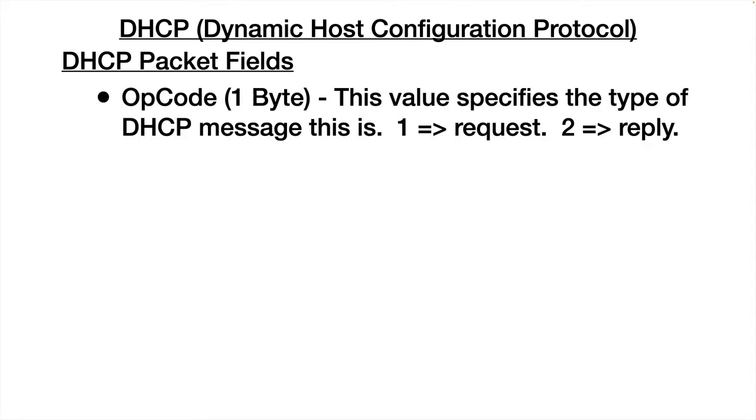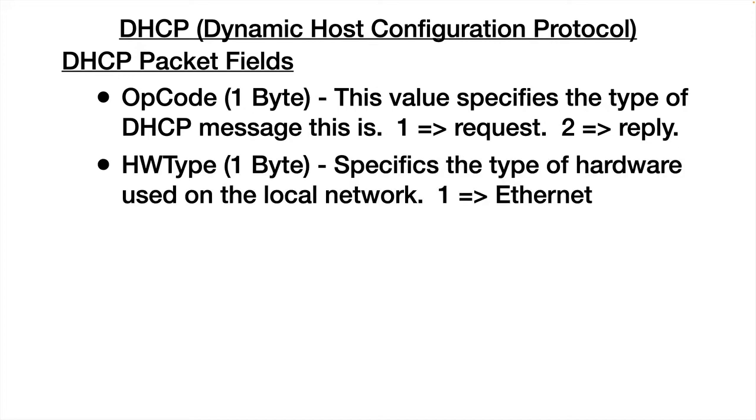So the first thing we have is an opcode. It's 1 byte in length, and it specifies the type of DHCP message that is contained in the packet. For example, a 1 is a request and 2 is a reply. Next is the hardware type, and we've seen this before, maybe in ARP packets. It specifies the type of hardware that is being used on the local network, and very commonly this value is set to 1, which means Ethernet.